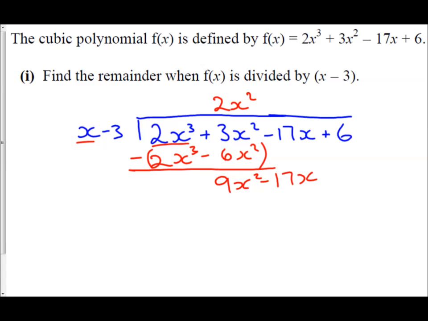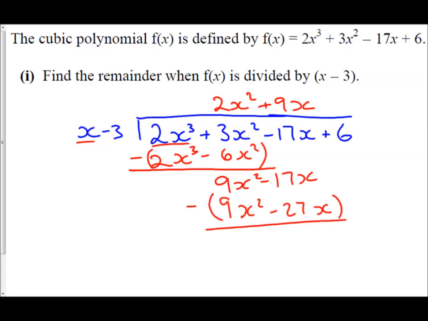I say, what do I need to multiply x by to get 9x squared? Well, that's going to be plus 9x. So I multiply by 9x. That gives me 9x squared minus 27x. And I subtract them. And I'm left with minus 17x plus 27x, which gives me plus 10x, and then I drop down my plus 6.